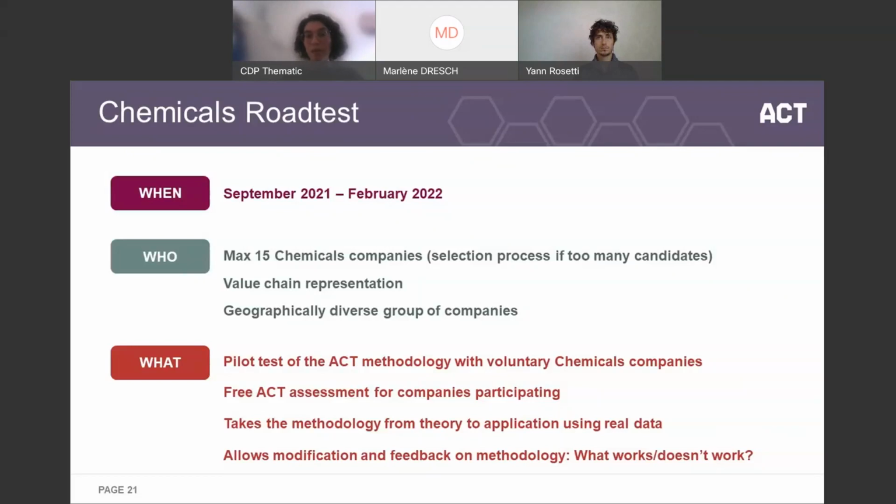So again, it will be a pilot test of the ACT methodology. This means that you get a free ACT assessment if your company does decide to participate. And what it means for us is it allows us to take the methodology from theory to application using real data from companies and really test all of these indicators that Jan presented. And what happens at the end of the road test? Well, we compile all of the suggested modifications and feedback that we receive from both the ACT team and the analysts, as well as the companies themselves. We figure out in the methodology what works and what doesn't work, and we make changes in accordance with that.